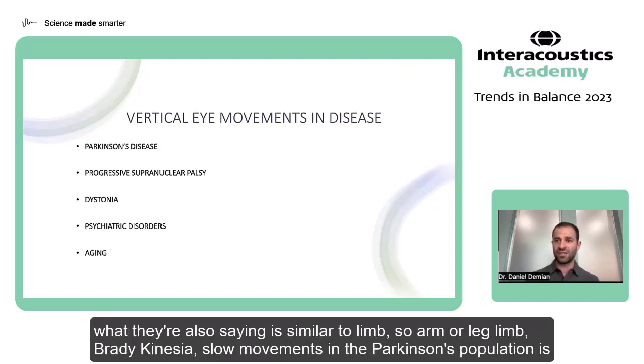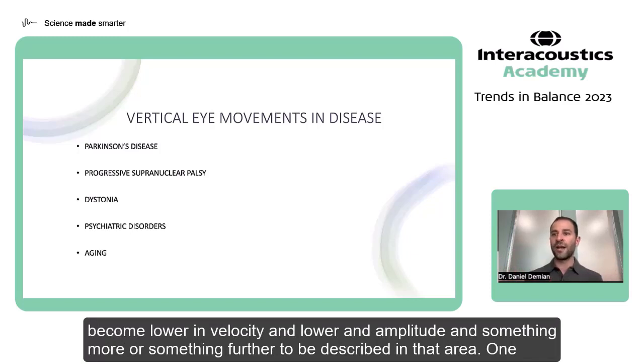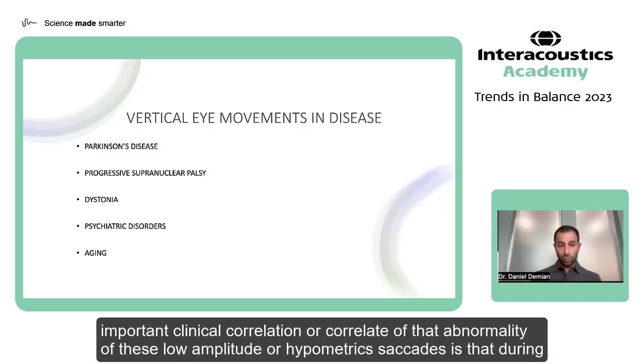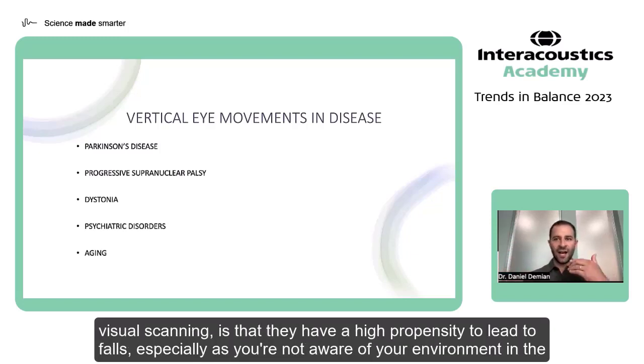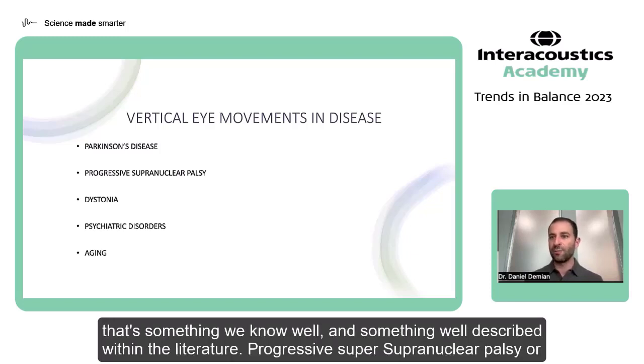What they're also saying is that, similar to limb bradykinesia, so arm or leg slow movements in the Parkinson's population, they are seeing the same thing happen in eye movements, specifically vertical eye movements: over time they become lower in velocity and lower in amplitude, and something further is yet to be described in that area. One important clinical correlate of these low amplitude or hypometric saccades during visual scanning is that they have a high propensity to lead to falls, especially as you're not aware of your environment in the Parkinson's population, especially when doing turns. If any of us have worked with that population before, that's something we know well and something well described within the literature.